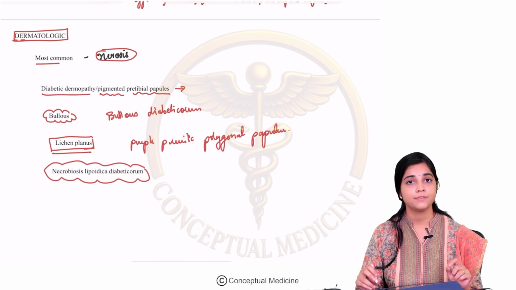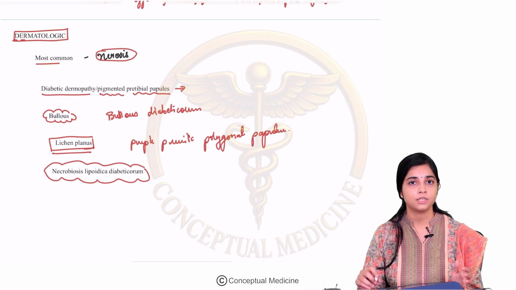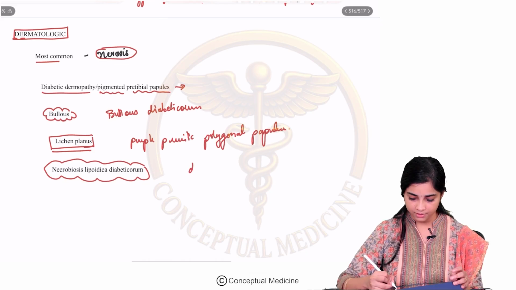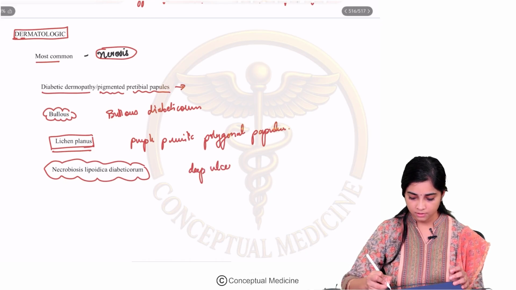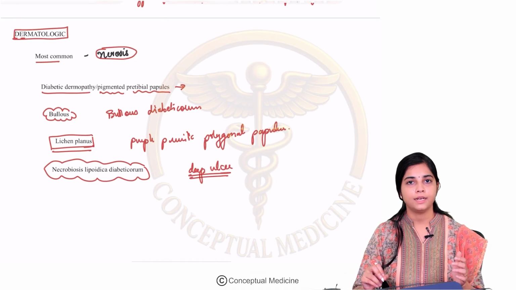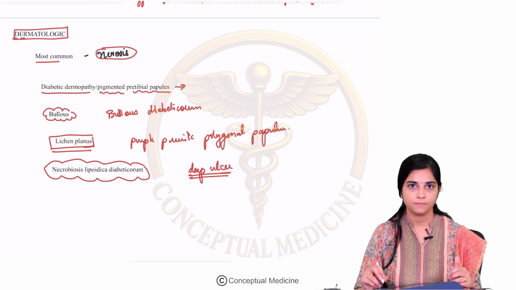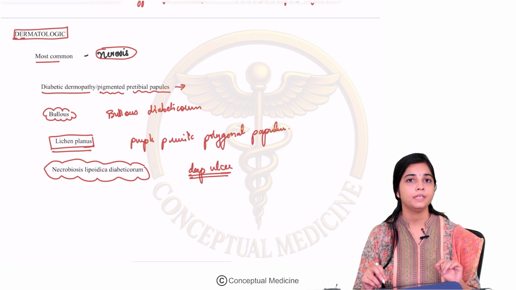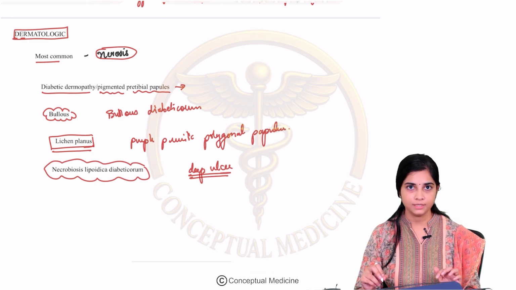So the most severe dermatologic manifestation of diabetes is necrobiosis lipoidica diabeticorum, where you have a deep ulcer. There can be deep ulcer formation. Treatment of this would involve debridement and adequate antibiotic therapy. Okay, fine. So this is about the various complications of diabetes.